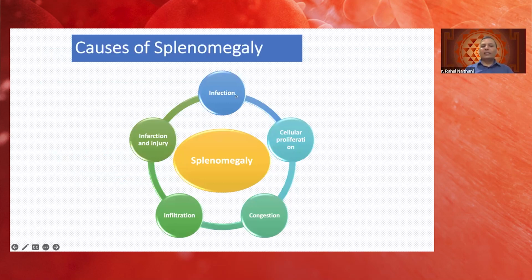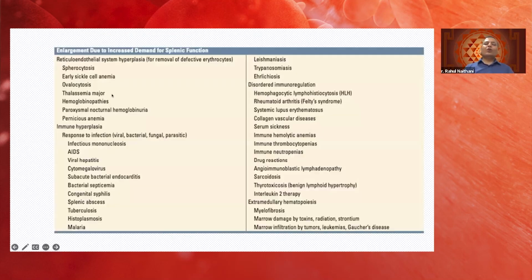So infections, cellular proliferation, congestion, some infiltration, or some infarction and injury. These are the 5 common subsets, the heads under which the causes of splenomegaly would fall. If I have to talk about the reticuloendothelial system, remember the spleen is a reticuloendothelial organ. And if there is a reticuloendothelial system hyperplasia, either because of hereditary spherocytosis, early sickle cell anemia, hereditary ovalocytosis, thalassemia major, other hemoglobinopathies, paroxysmal nocturnal hemoglobinuria, especially the hemolytic variant, and pernicious anemia, these patients can have splenomegaly.